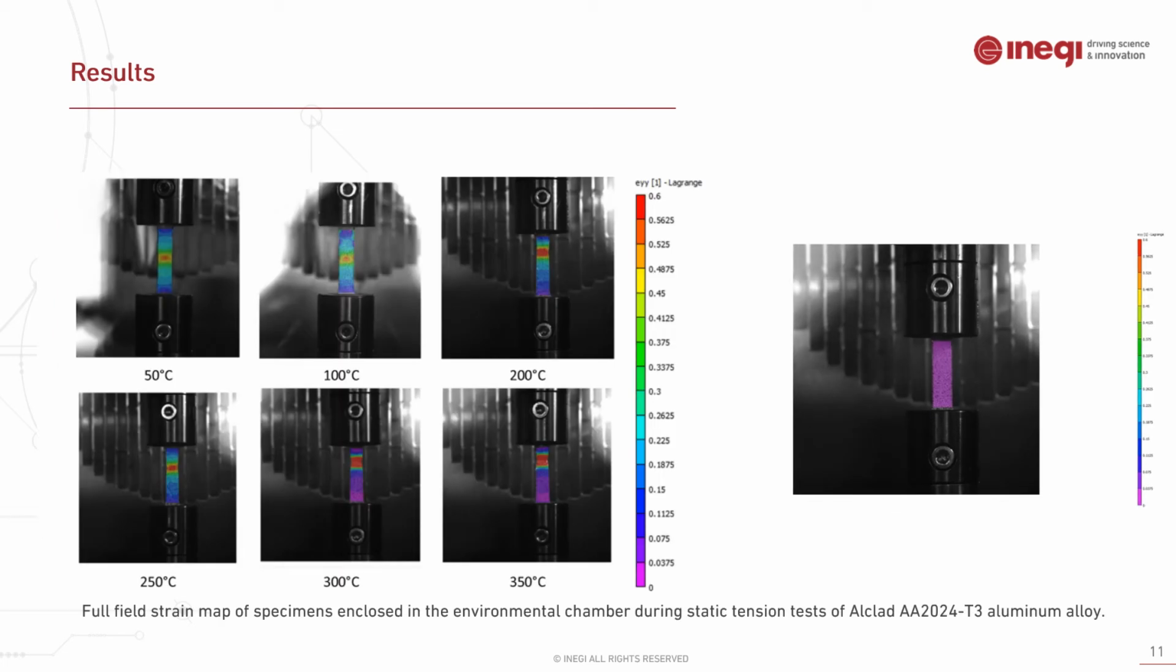Here you can see the strain map of the specimens enclosed within the environmental chamber, tested at static rate and exposed to various different temperatures. One thing we noticed was that for the temperatures of 300 and 350, the specimen seems to deform in a limited region, and it seems that the temperature neutralizes the strain hardening mechanism. This is something that can be seen from the profile of the stress strain curve, which I'm going to present in the next slide.